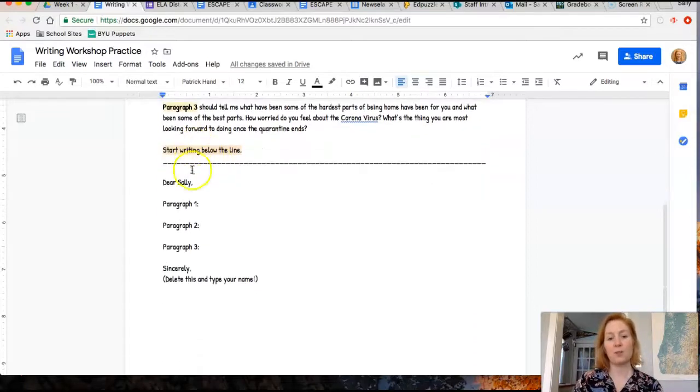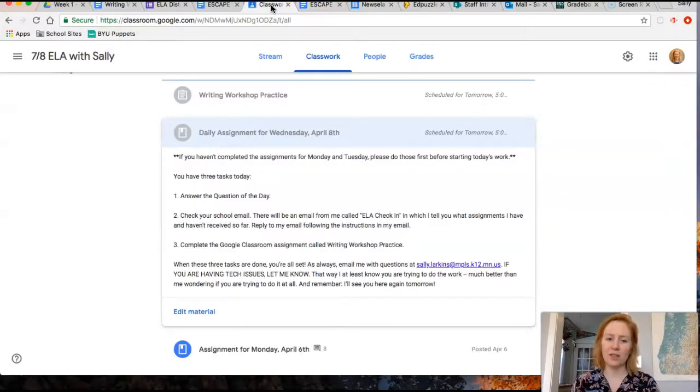You'll start writing your letter below the line. I already have Dear Sally and your 3 paragraphs here, and then you'll delete your name and sign it here. I would recommend, just because it'll look nicer, once you're done deleting where it says paragraph 1, just so it looks more like a real letter, then you'll turn that in and you're good to go. So again, 3 tasks. You've got your answering the question of the day, replying to my check-in email, and writing me that letter. If you have any questions, as always, please write to me.